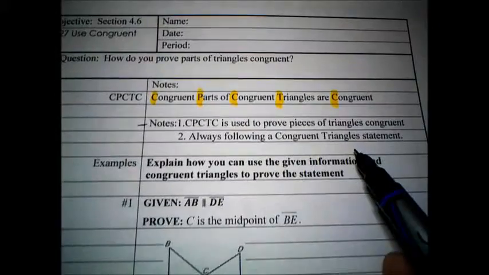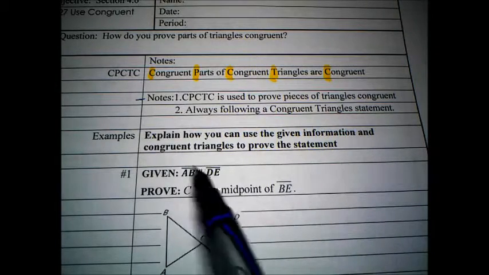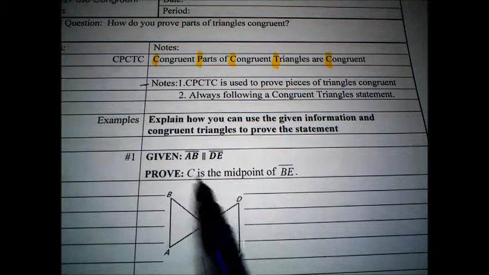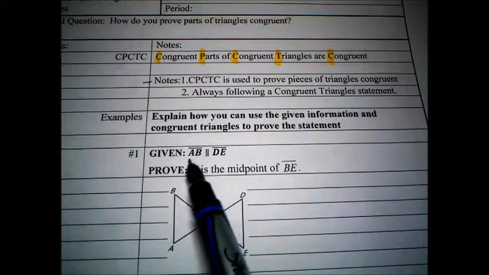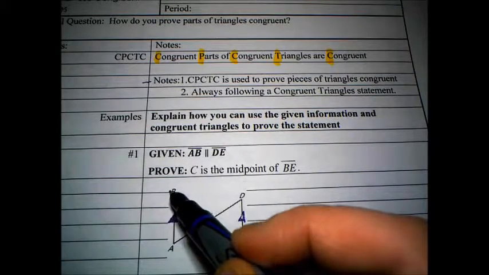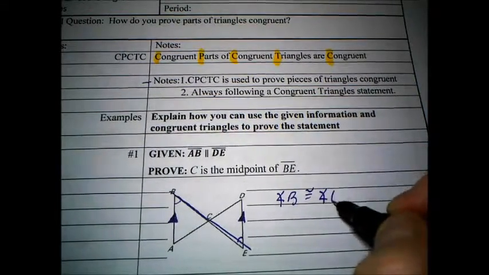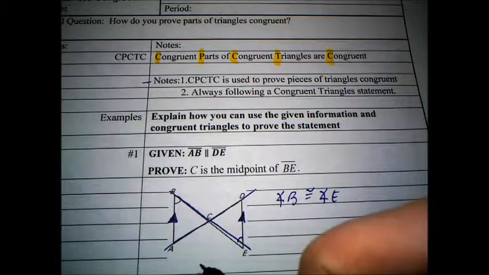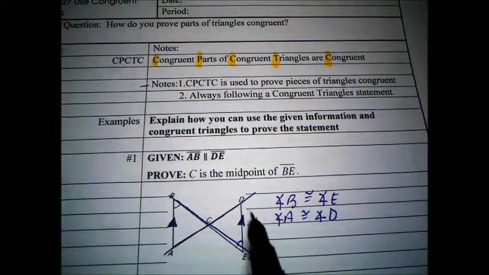On the examples here, it says, how can you use the given information in the congruent triangles to prove the statement? If we know that AB is parallel to DE as our given, this is not having you write a proof, it wants you just to explain what you would do. Because you have parallel lines, we have a transversal cutting through, which means angle B is congruent to angle E. I also have a transversal cutting through in this fashion, which tells me that angle A is congruent to angle D. It says C is the midpoint of BE, and we're trying to prove that.